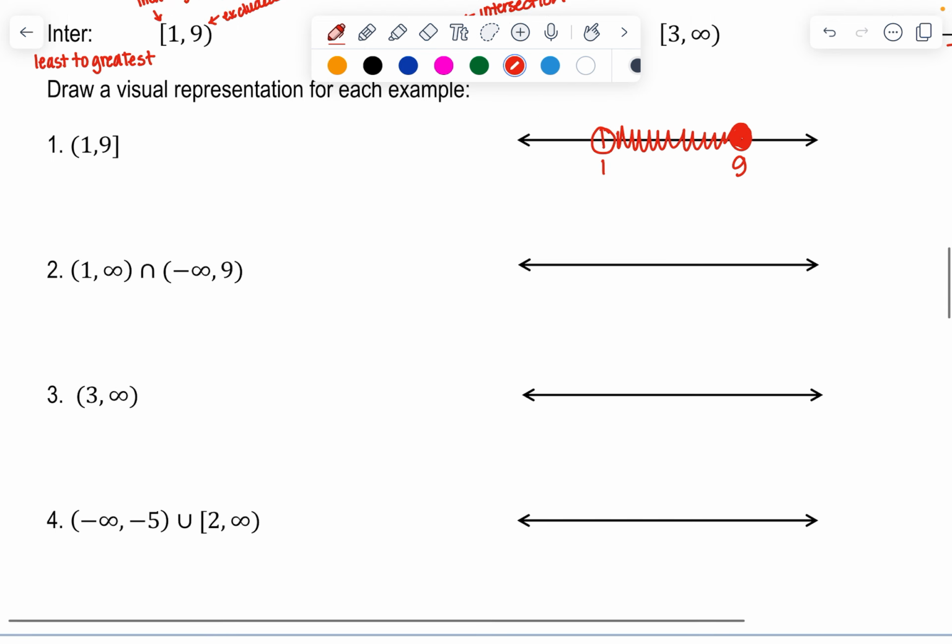Next, we have an intersection. So we're looking for the intersection of these two things. Intersection is where they overlap. Okay, so we're going to put what numbers we see. We see 1 and we see 9 again.